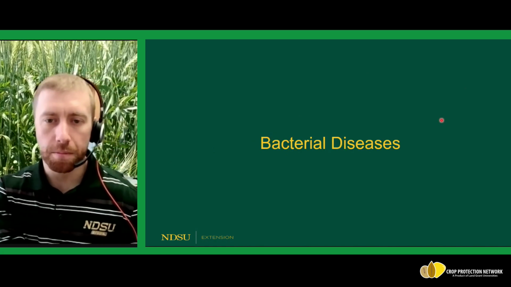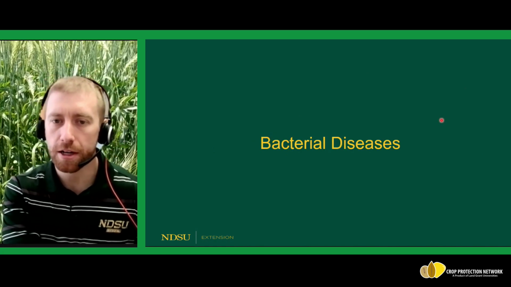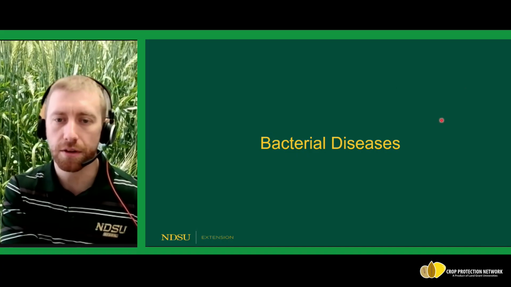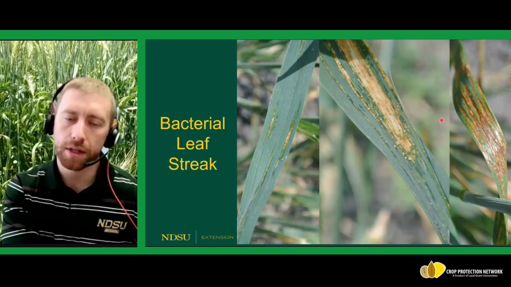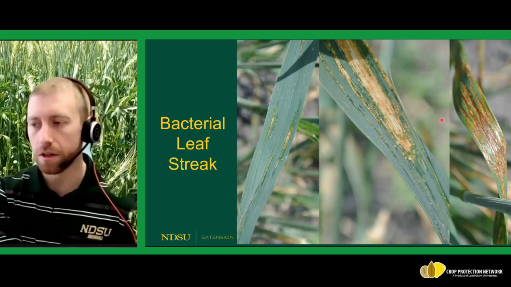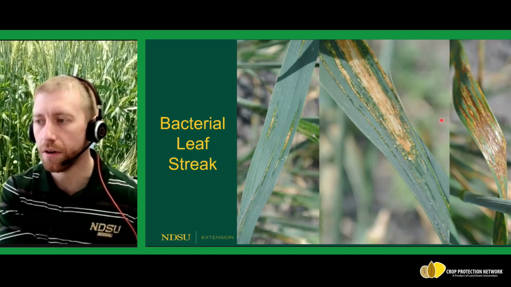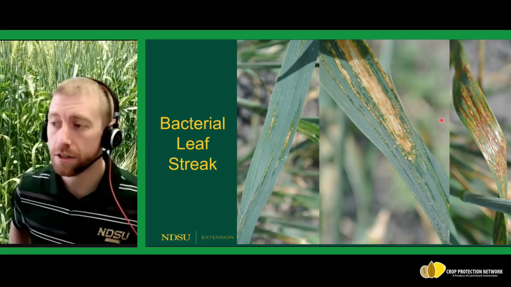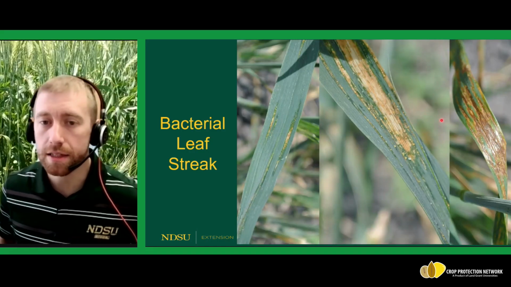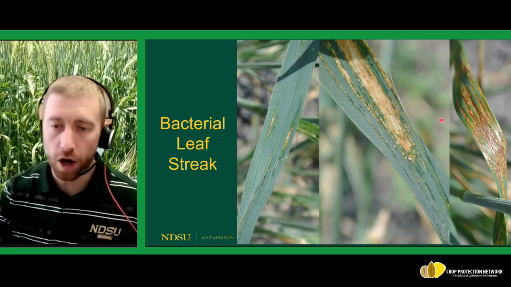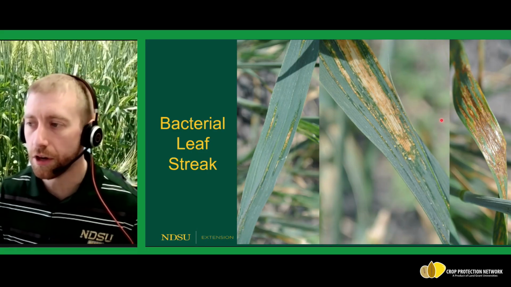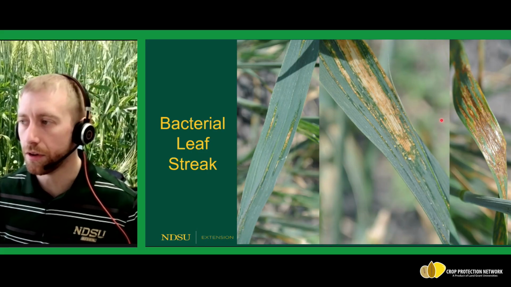I also want to touch on bacterial diseases because in certain growing regions, we do have some significant issues. Right now in Minnesota, South Dakota, and North Dakota, we're seeing a very high rise in the amount of bacterial leaf streak. As the name implies, it is caused by bacteria, and you're going to see water soaking on these lesions on the very far left-hand side photo early on.